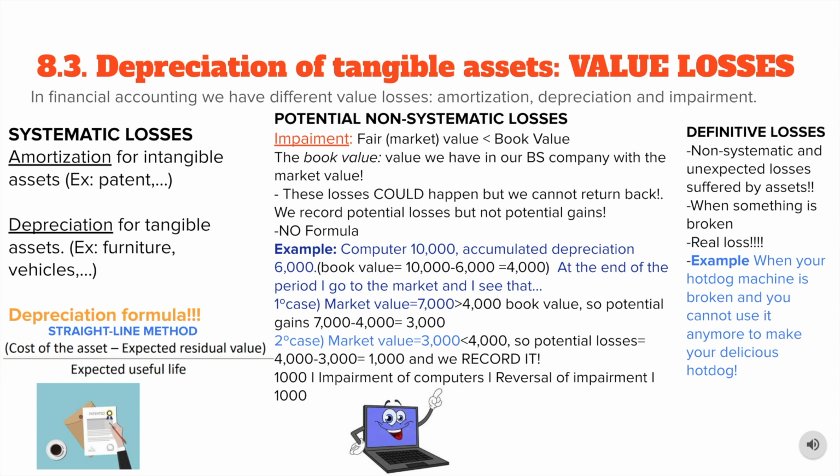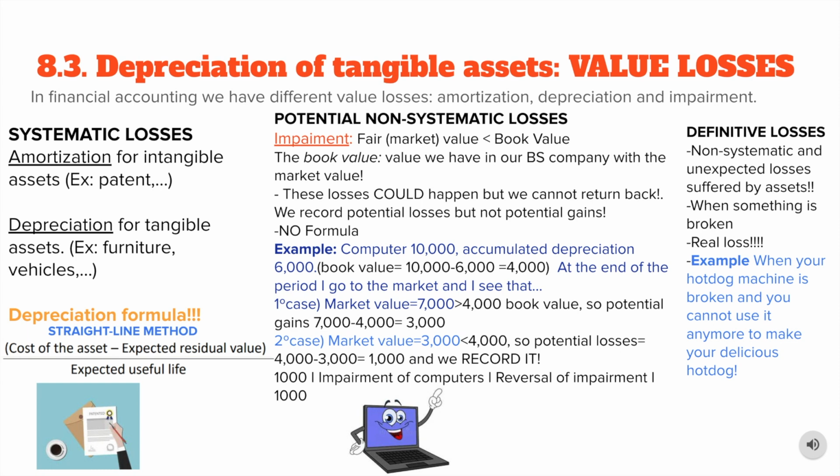Second of all, we see the potential and non-systematic losses, which is the impairment. That is when we go to the market and we check that the fair value in the market is lower than our book value. We have to compare the book value, which is the value we have on our balance sheet, with the market value. So if market value is lower than book value, we call it an impairment.